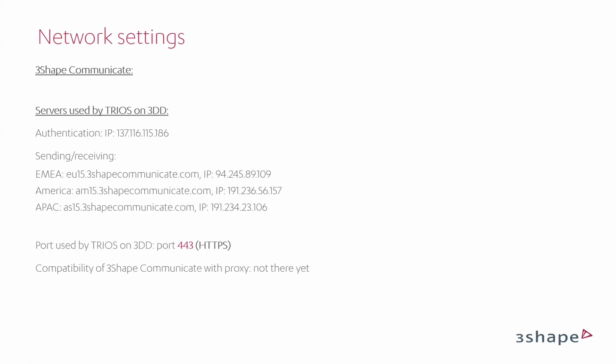So we talked about some network settings that should be kept when we are setting up this Trios direct connect option. If we talk about Reshape Communicate, the service used by Trios, Dental Desktop and Unite, they need to have authentication IPs, sending and receiving parameters with IP addresses for all of the regions that we have. You can also see that the port used by Trios on our software is 443 HTTPS, and compatibility of Reshape Communicate with proxy is not there yet, so it wasn't implemented.